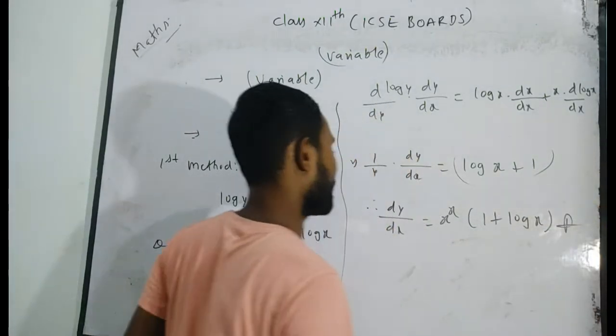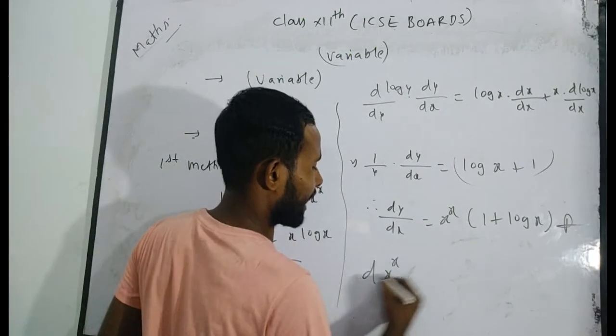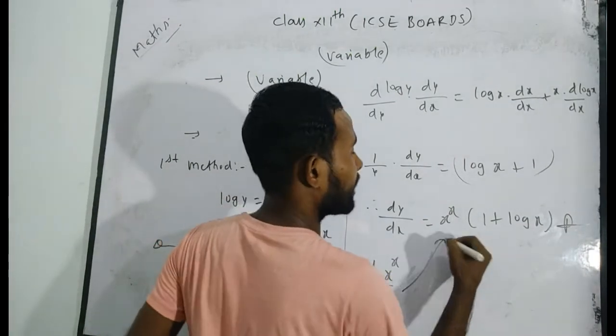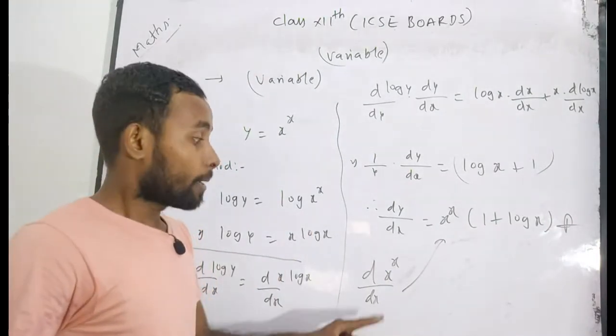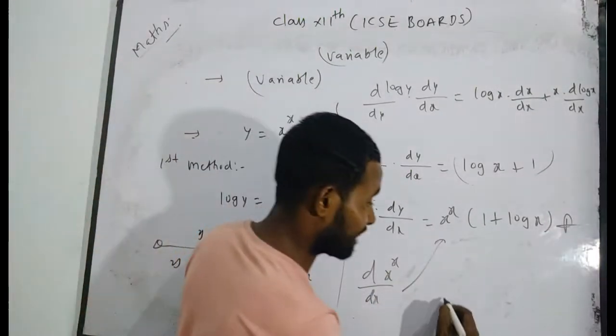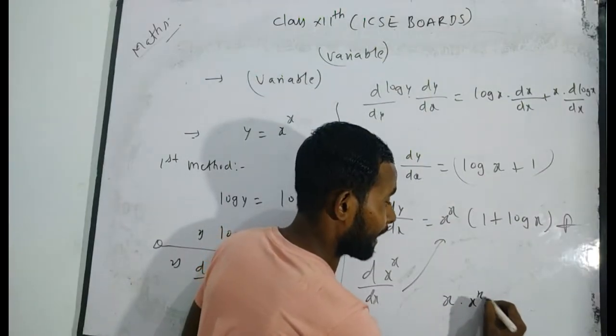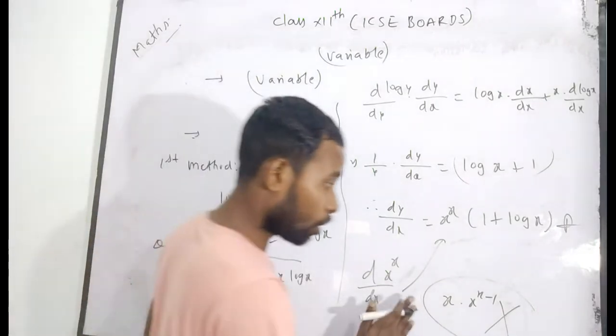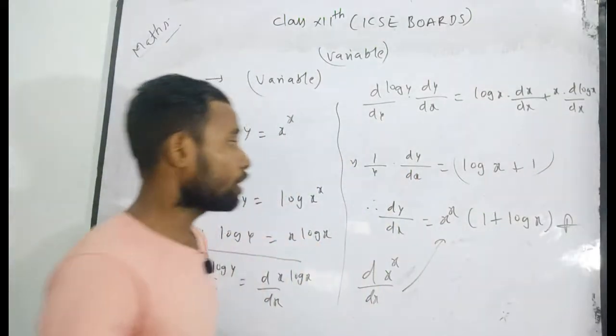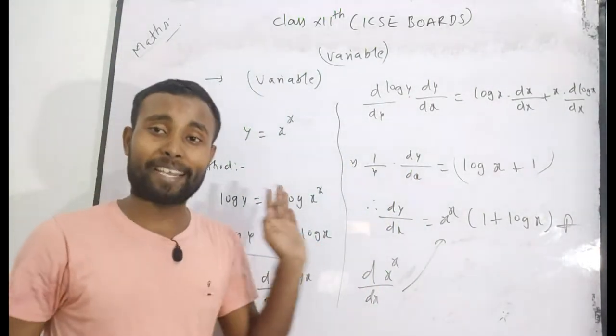This is your answer. That means the derivative of x to the power x with respect to x will be x to the power x into 1 plus log x. This is your correct answer. But mostly students get confused and write x into x to the power x minus 1. This is wrong. Not true. So be careful.